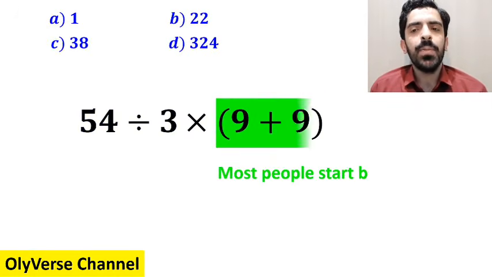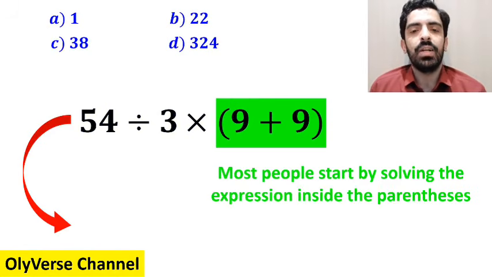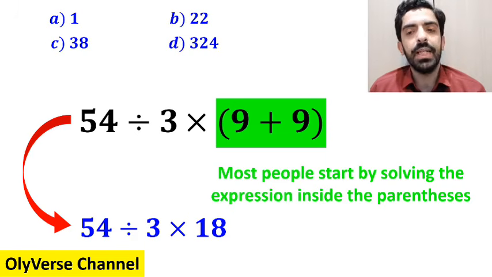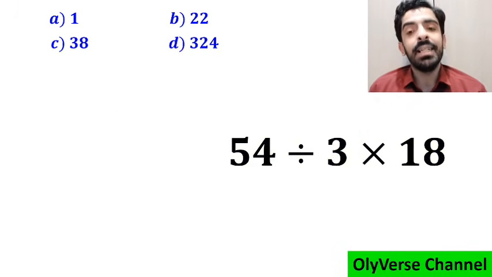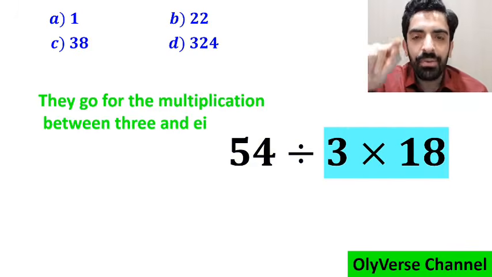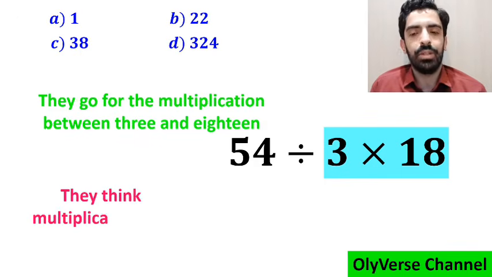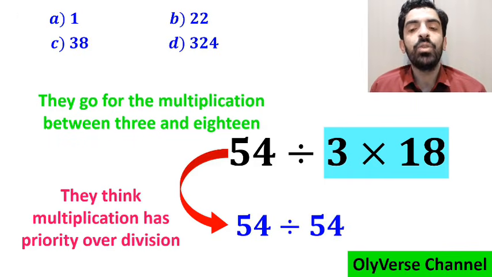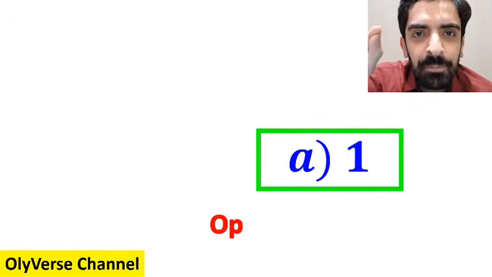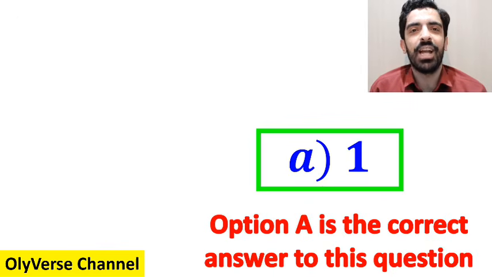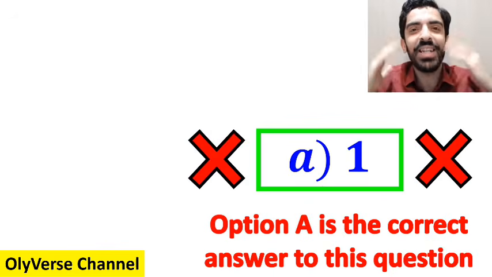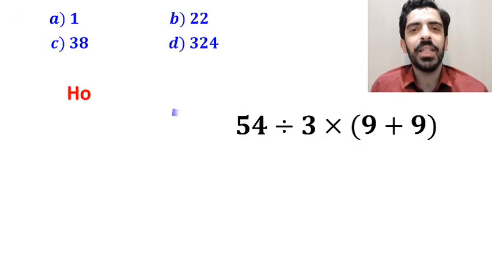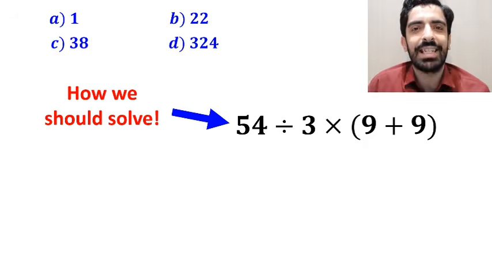In the first step, most people start by solving the expression inside the parentheses and replace it with 54 divided by 3 multiplied by 18. And in the next step, they go for the multiplication between 3 and 18 because they think multiplication has priority over division. So, this expression simplifies to 54 divided by 54, which finally gives them the answer 1. And immediately, they quickly say that option A is the correct answer to this question. However, that's definitely wrong. Alright, now let me explain step by step how to solve this expression correctly.